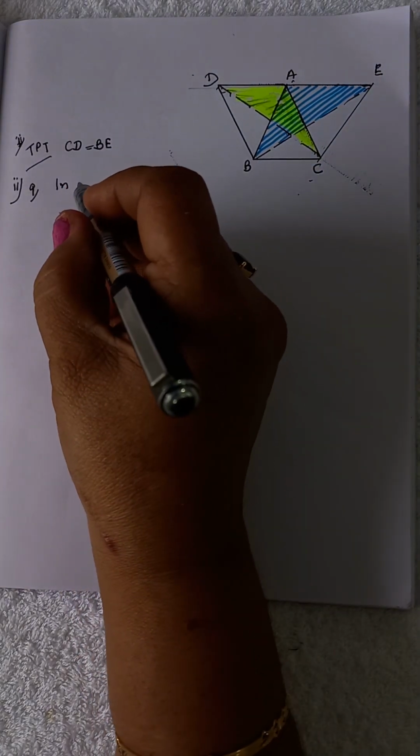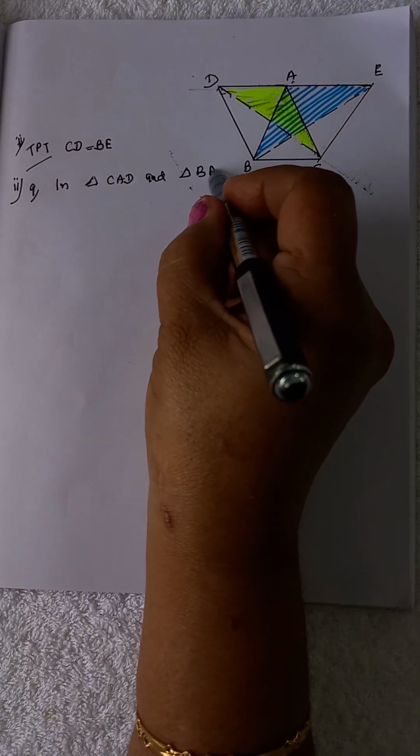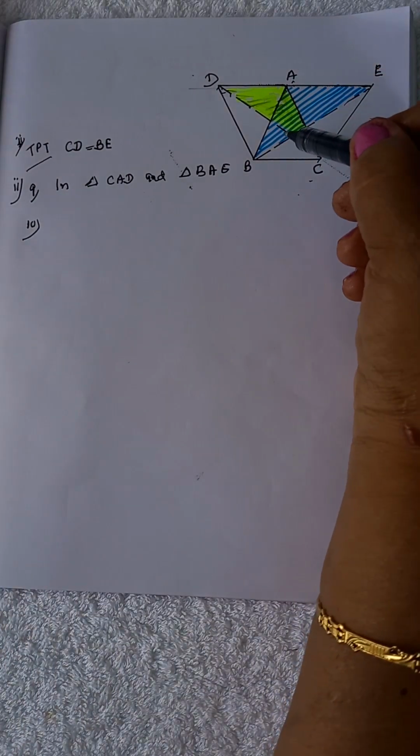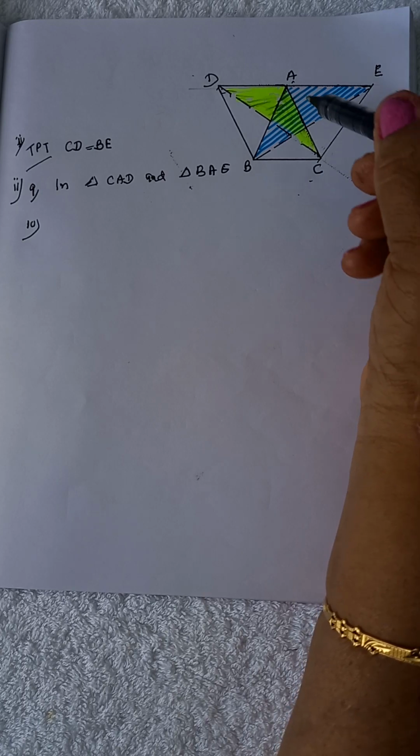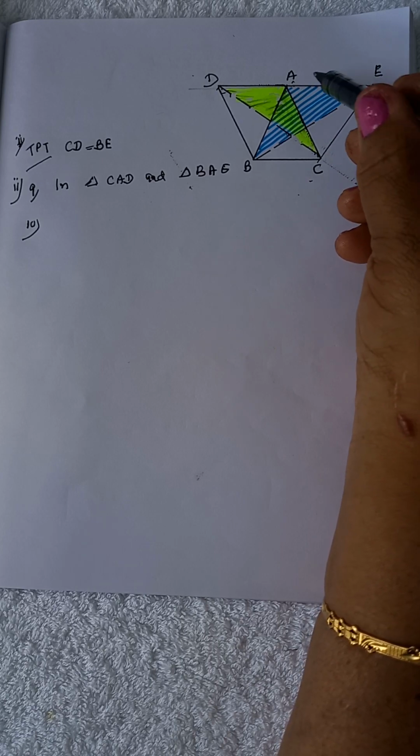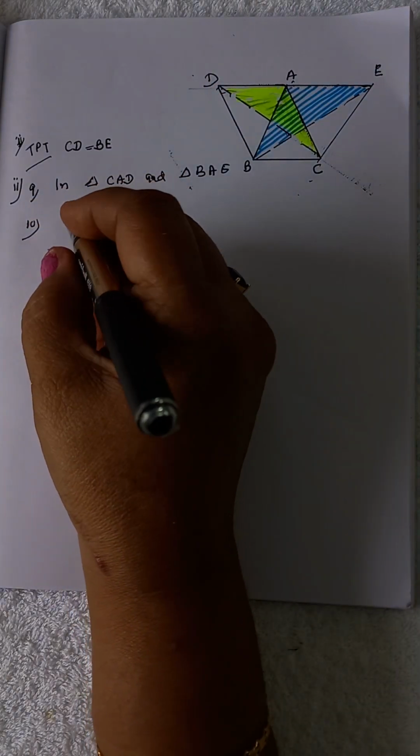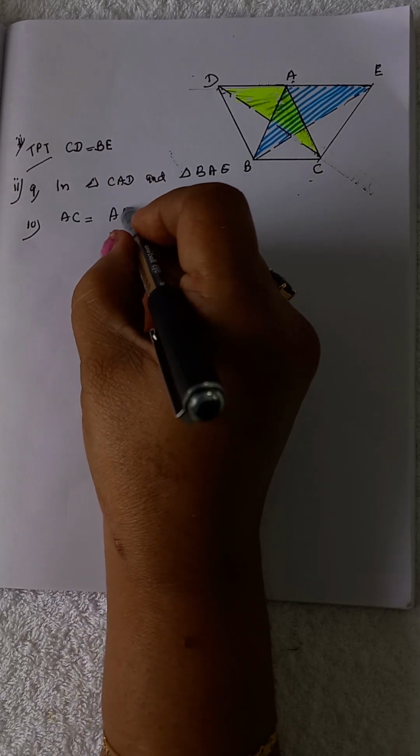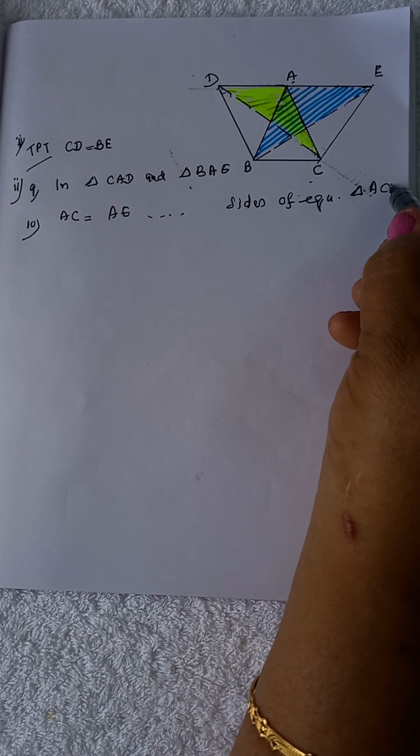So we can write the ninth point: in triangle CAD and triangle BAE. Tenth point: AC is equal to AE. Why? These are the sides of this equilateral triangle ACE. So we can write the tenth point as AC is equal to AE. Reason: sides of equilateral triangle ACE.